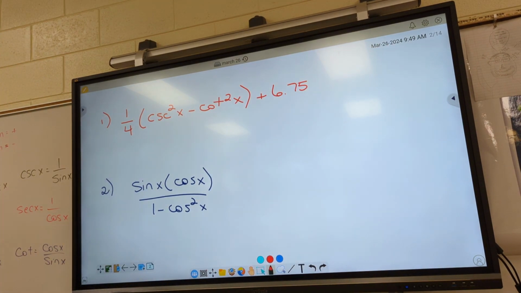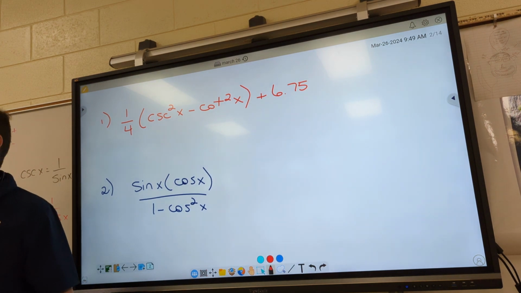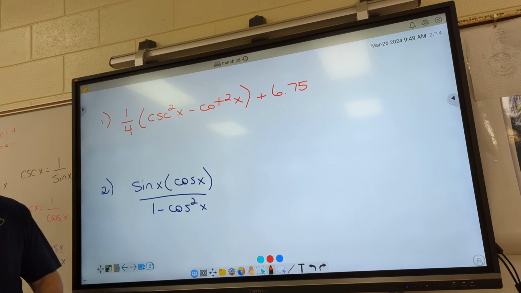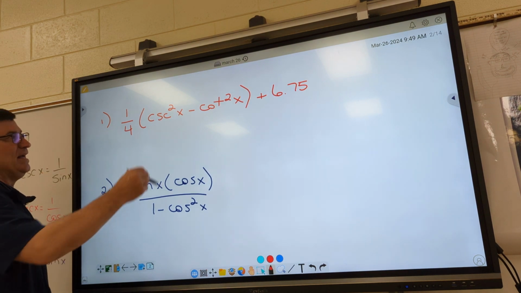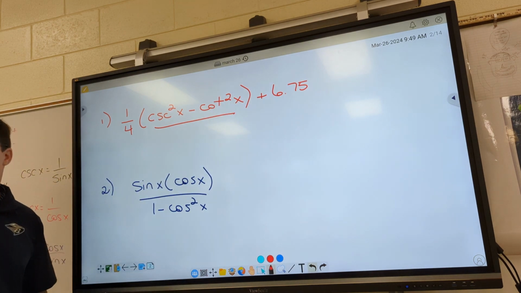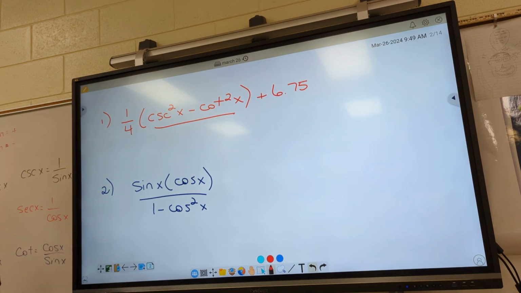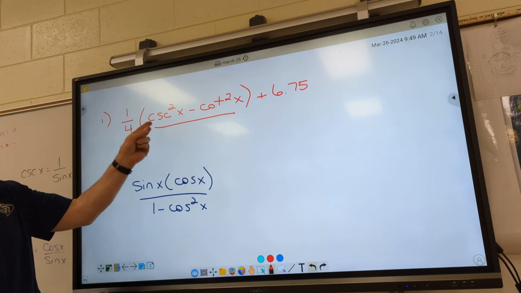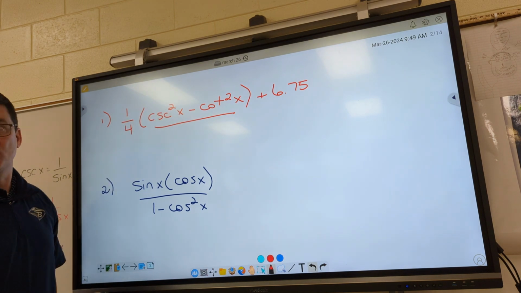Yeah. All right, so the first three are really easy problems. Everybody should be able to knock the first three out just like this. Look at number one. If that's a formula, it's going to be a really easy problem. So look at your sheet, where it says Pythagorean identities. Josh says it equals 1. Does everybody see where cosecant squared minus cotangent squared is 1?